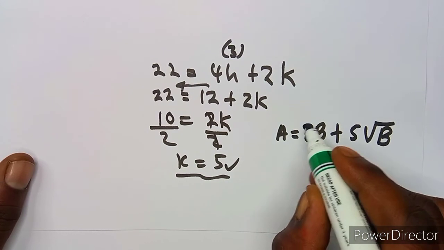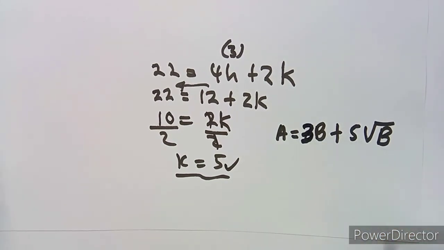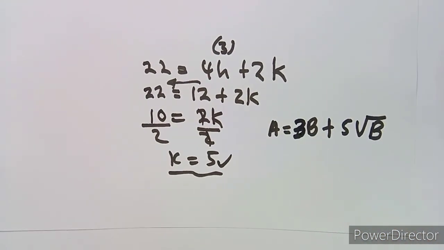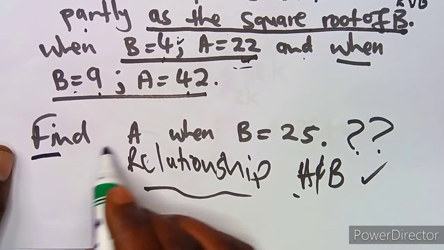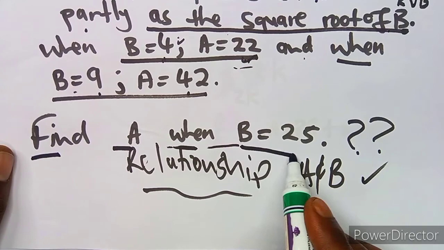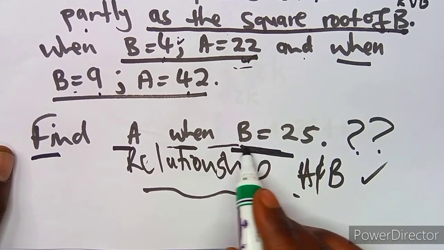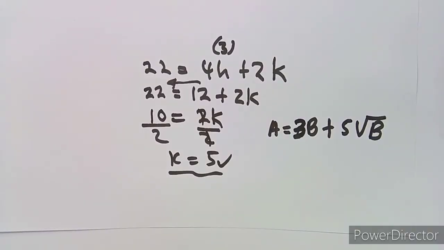So take note, this is 3b plus 5 square root of b. Okay, so the question is, find a when b is equal to 25. Find the value of a when b is equal to 25. So you have to substitute in place of b.